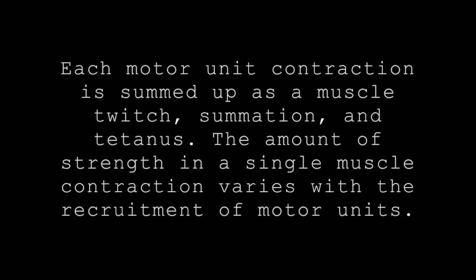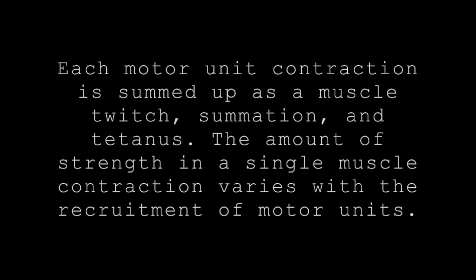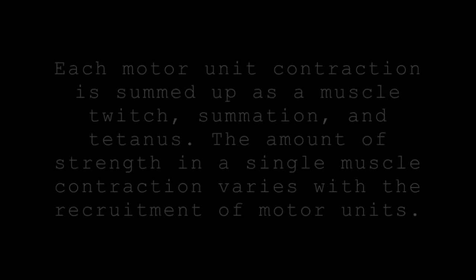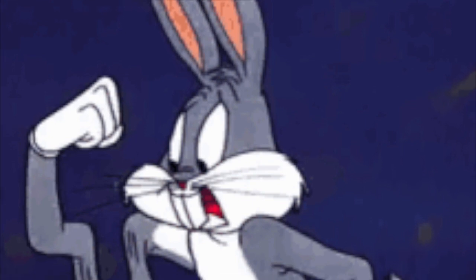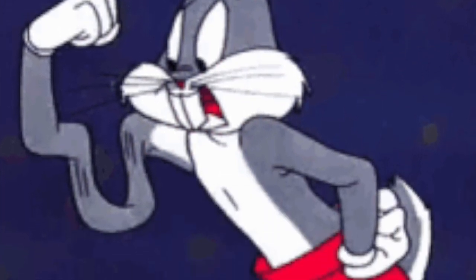The amount of strength in a single muscle contraction varies with recruitment of motor units. An example of many muscle motor units that contract in turns to maintain a constant slight tension is the muscle tone.